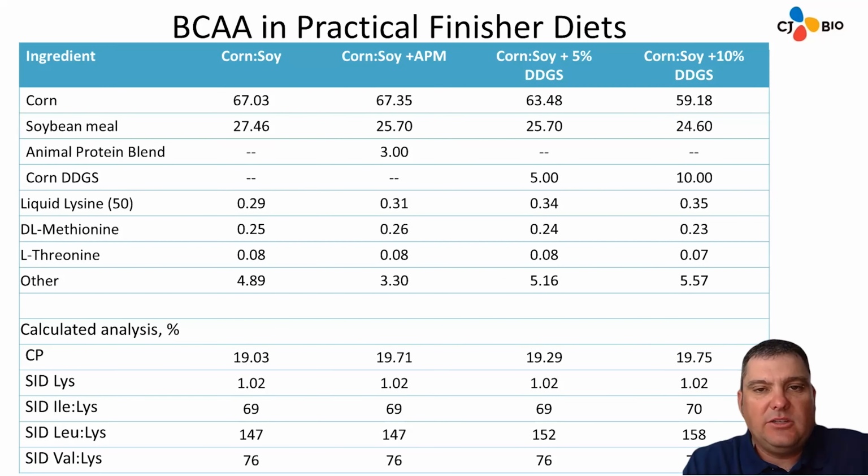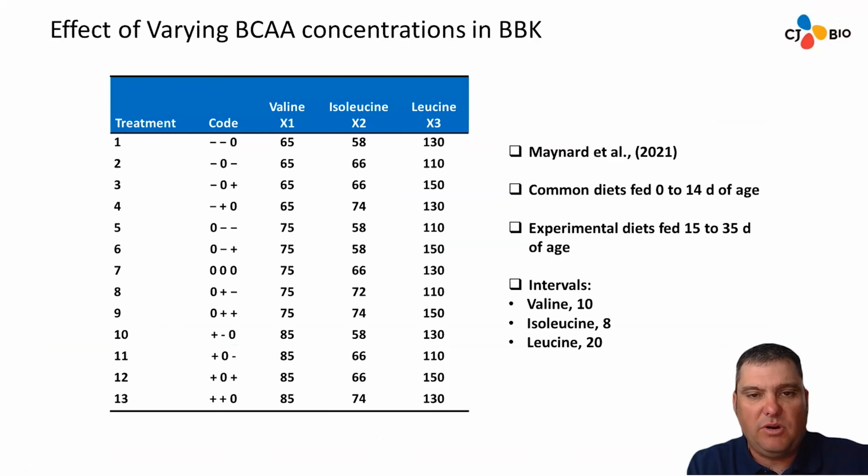So we look at some practical finisher diets in the U.S. where we're corn soy with some animal protein, 5% distiller's grain or 10% DDGS. Here you can see with isoleucine and valine, we're at or near the requirement. However, when we're looking at leucine, we are at 147, 152, and up to 158. So we are in extreme excess of the amount of leucine necessary. That additional leucine may potentially cause a problem.